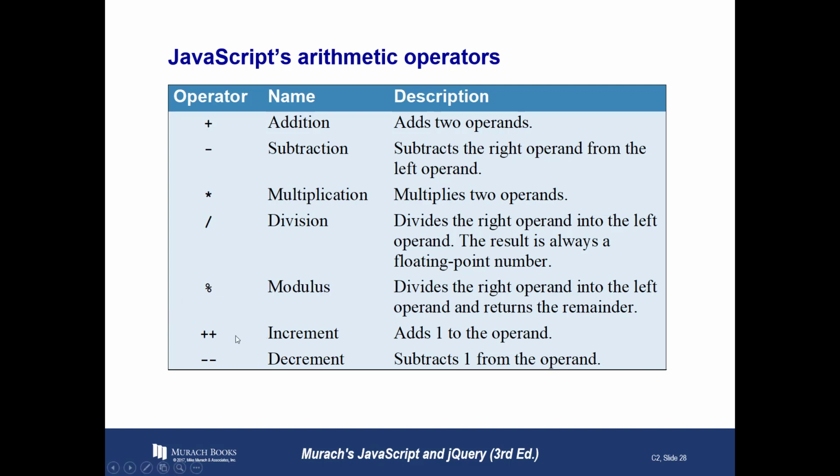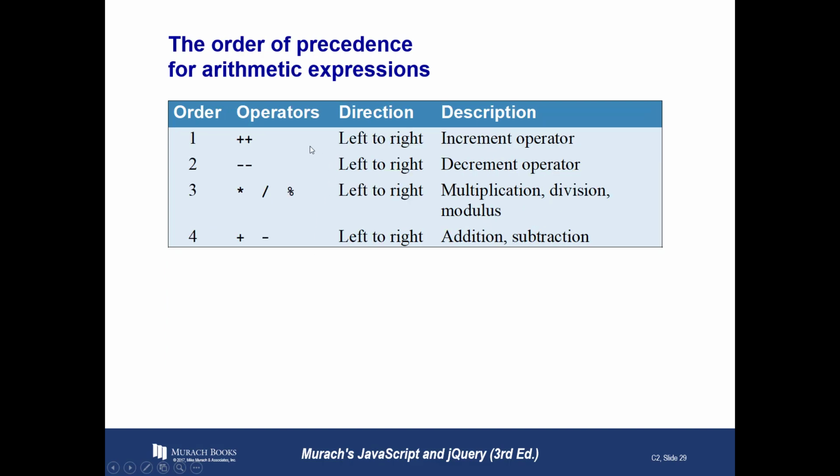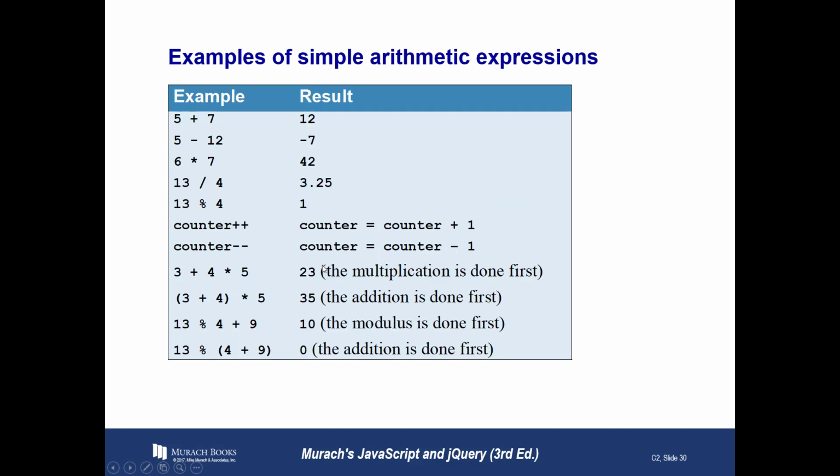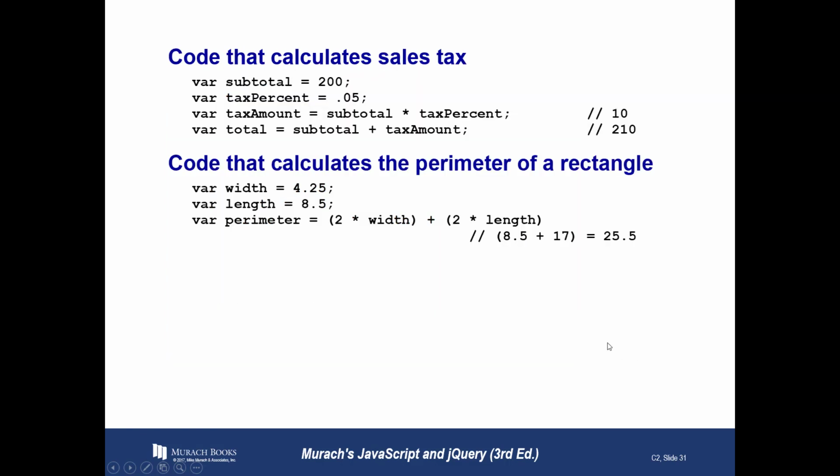Plus plus adds 1, minus minus subtracts 1. There is an order of precedence to this. You can always override that order of precedence through the use of parentheses. All right, here's some code that would calculate sales tax. Here's some more code that will do the perimeter of a rectangle.